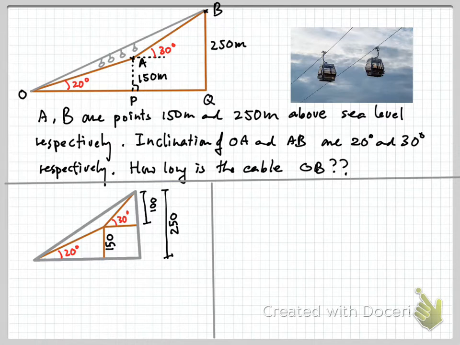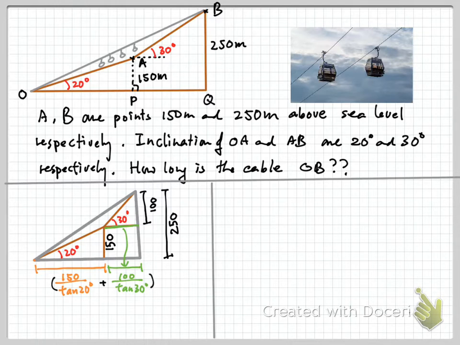So we can get the horizontal distance one by one. The orange one, we can get it with 150 and 20 degrees. And then we can also get the green one, taken from here, using 30 degrees. It turns out that the orange one is 150 divided by tangent 20, and the green one is 100 divided by tangent 30. The entire length will be the sum of these two numbers.